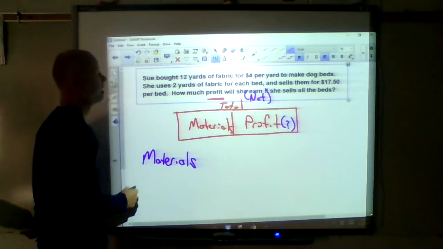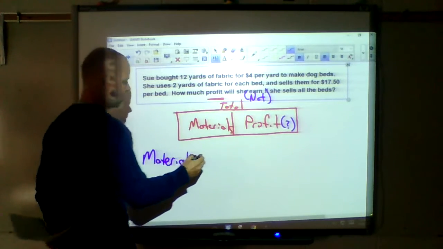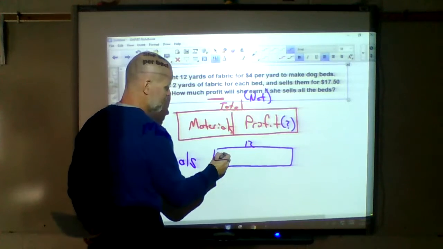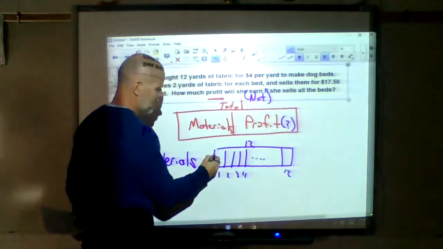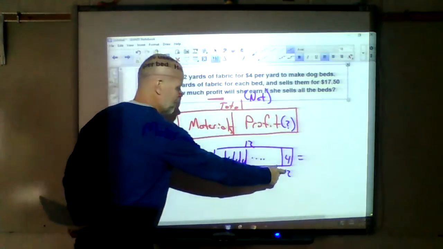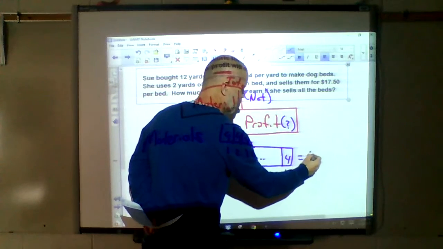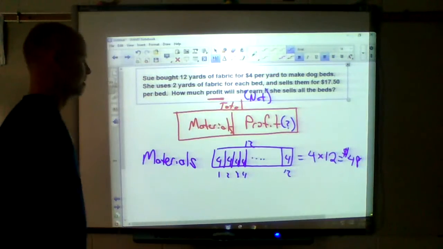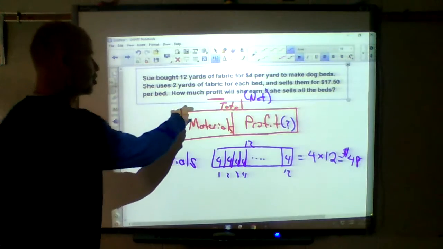Okay. She bought 12 yards of fabric for $4 per yard. Okay, 12 yards. I can cut this up into 12. 1, 2, 3, 4, all the way up to 12. And it's $4 per yard. So that would be 4 times the 12, right? That's my 12 yards. So 4 times 12 looks like $48 in materials. She spent $48 in materials. All right? Okay. What about the total?